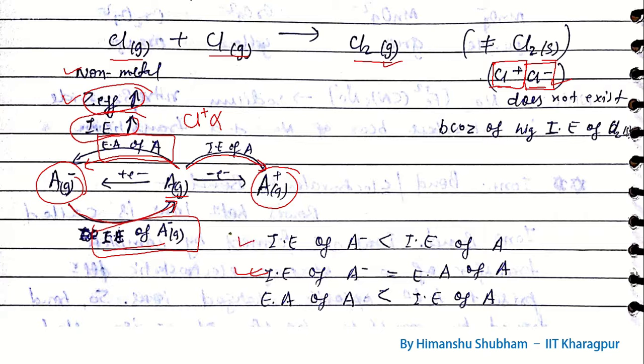Therefore ionization energy of A minus, that means this, would be less than that of A gas, that means this. Now we have already equated ionization energy of A minus to electron affinity of A. Therefore we can write that electron affinity of A is less than ionization energy of A.